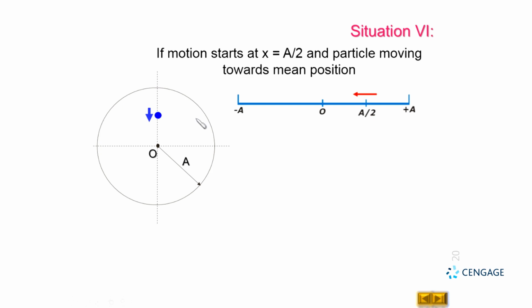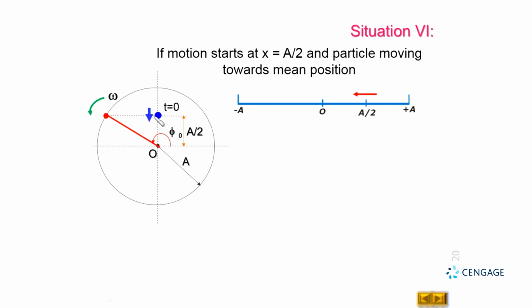Now let us draw a line parallel with the x-axis. It may cut at this position and this position, but because the particle is moving toward the mean position, the corresponding position of the point on the circle should be here. Now for finding the initial phase, what we need to do? We need to join this point, that is the red dot, with the center of the circle like this, and this is the initial phase. Initial phase is always measured from the positive x direction toward the angular position of the line. This is the initial phase.